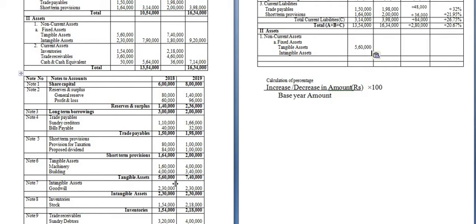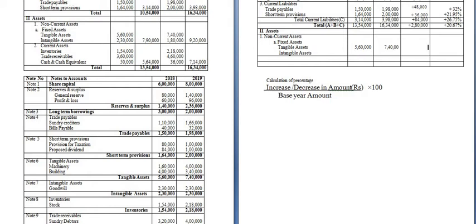So write in front of tangible assets 5,60,000. And what about 2019? It is 7,40,000. How has this 7,40,000 come? Here are the details. 4 lakh plus 3,40,000. Now make the comparison and find out the change whether it is increase or decrease.